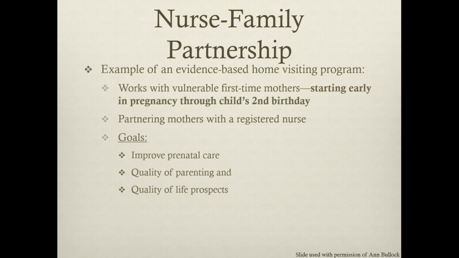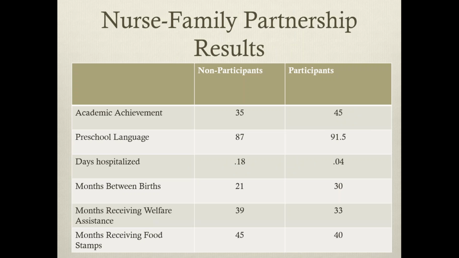For those of you who might not be familiar with it, the Nurse-Family Partnership in particular is a partnership between a registered nurse and an at-risk or vulnerable first-time mother, and they partner with the mom starting early in pregnancy and continue the partnership until the 2nd birthday. The goals are to improve prenatal care, quality of parenting, and quality of life prospects. A variety of different studies have shown its effectiveness. There are several different kinds of programs, but from academic achievement, those math and language tests, preschool language, to the days the children were hospitalized in those 2 years, months between births for the mom, months receiving welfare assistance and food stamps, people who participate have significantly better results.